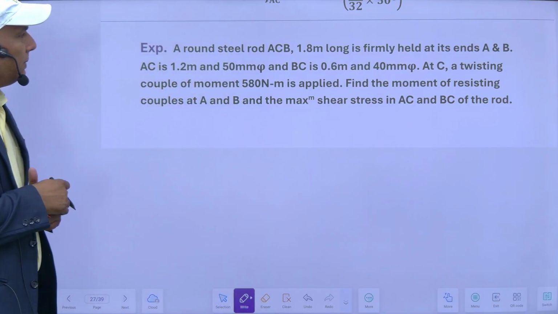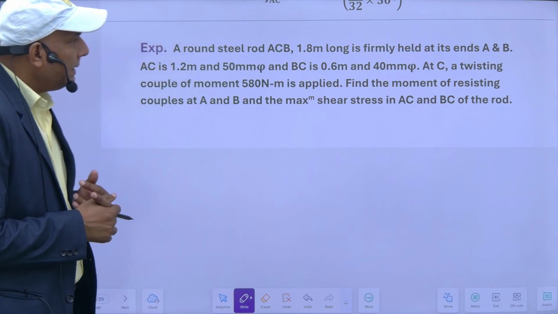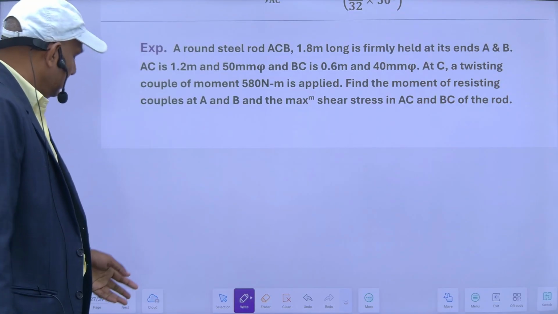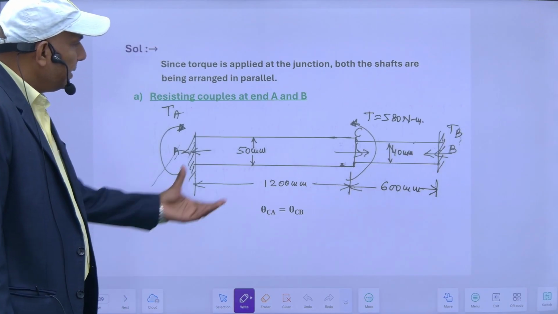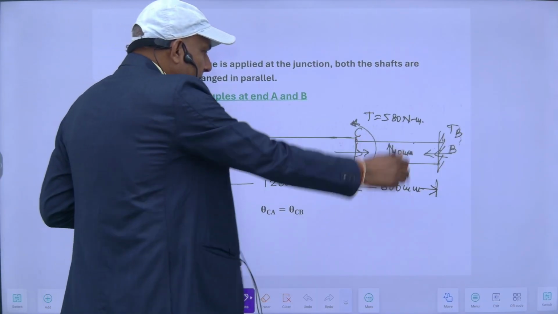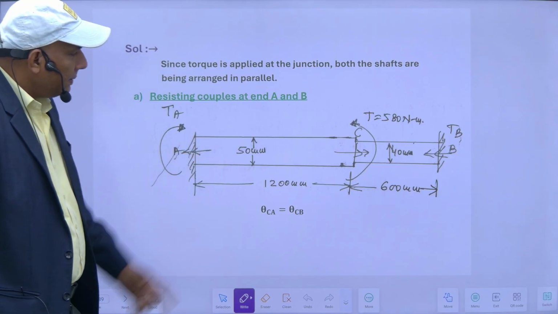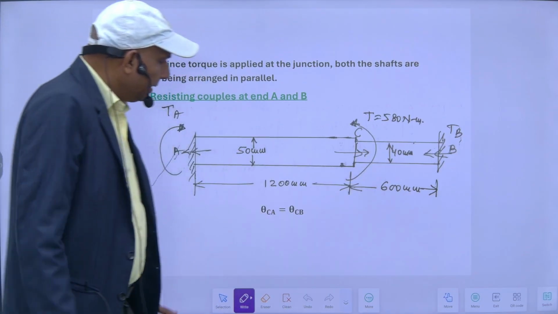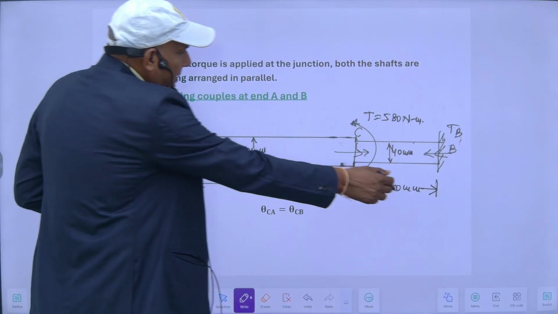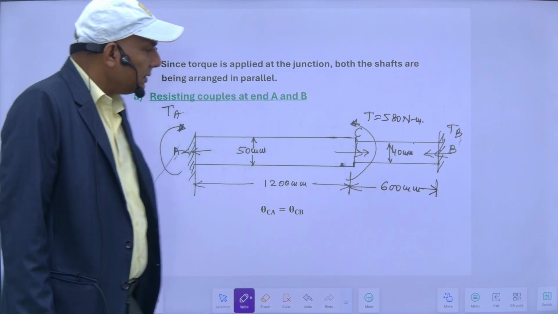A round steel bar ACB, 1.8 meter long, is firmly held at its ends A and B. So this is my round steel bar AB. It has two parts, one is AC and another is CB. Its diameter is 50 mm here, and 40 mm here. The length of this part is 1200 mm and this one is 600 mm. And there is a torque of 580 Newton meter here.